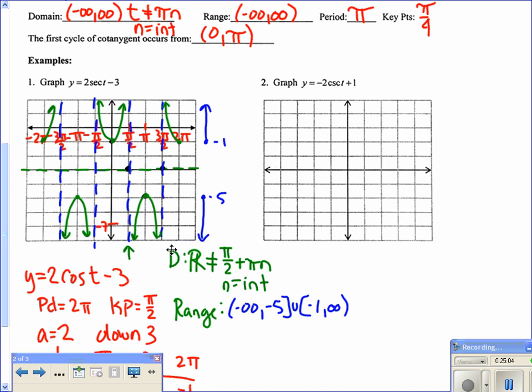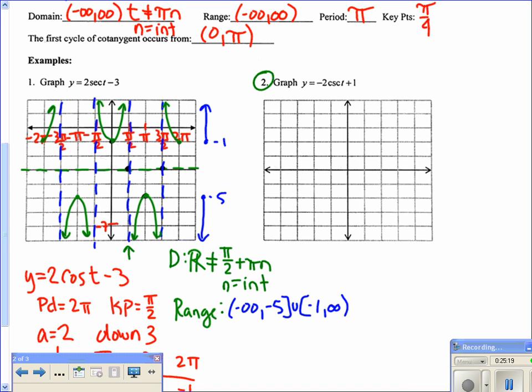So what I want you to do then is to try to graph number 2 right here on your own. Again, use the reciprocal function to help you and then erase it, and then see if you can write down the domain and range, and we'll look at that in class.